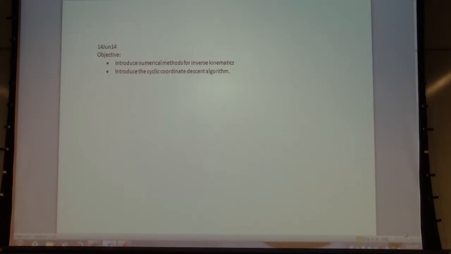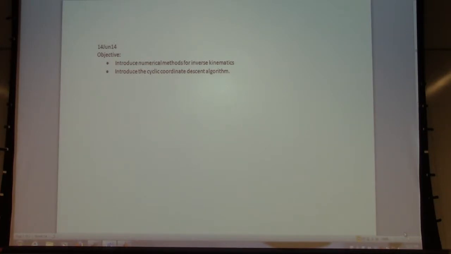We're going to look at the numerical methods that the book introduces, which are quite cumbersome. And then we're going to introduce cyclic coordinate descent, which the book does not introduce. And this is the method that we're going to be using in class to determine the inverse kinematics. This is going to get to the point where we're going to have many much smaller assignments, but they're going to be much longer in length.